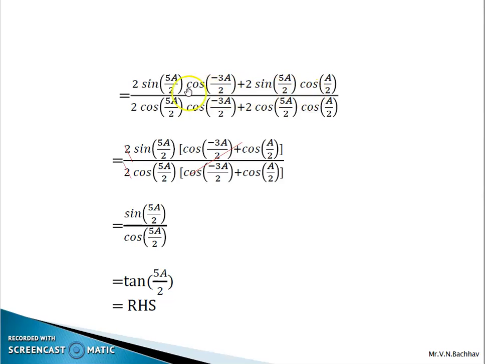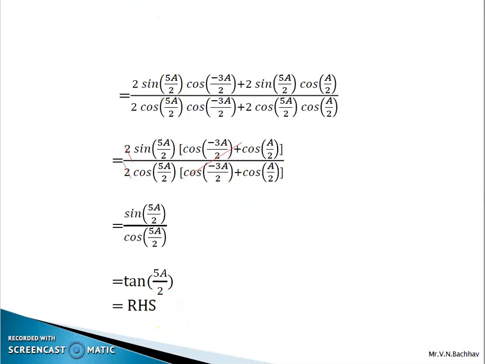Now we check the numerator. Here 2 sin(5a/2) and in the second term 2 sin(5a/2) as the same term. So we take 2 sin(5a/2) as common, with cos(-3a/2) plus cos(a/2) in bracket. Similarly in the denominator we take 2 cos(5a/2) as common and write the remaining terms in bracket, cos(-3a/2) plus cos(a/2). So we cancel the same terms: the 2 gets cancelled, both brackets are cancelled. Sin(5a/2) divided by cos(5a/2) is equal to tan(5a/2).